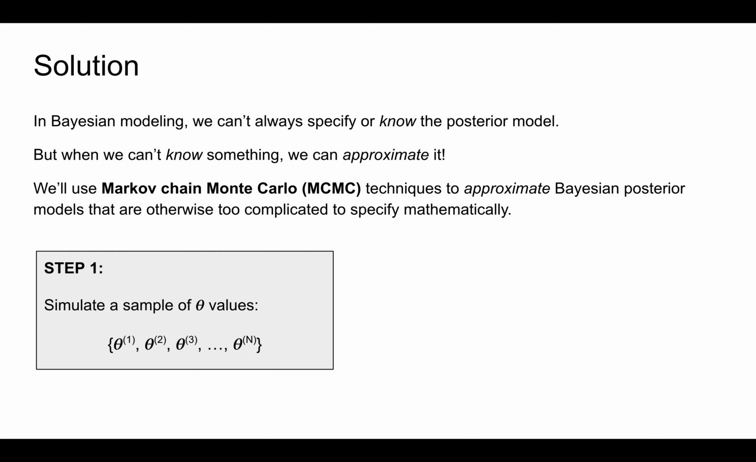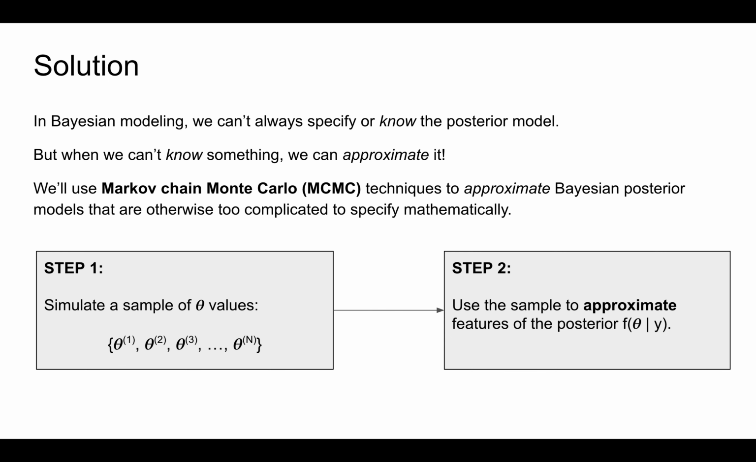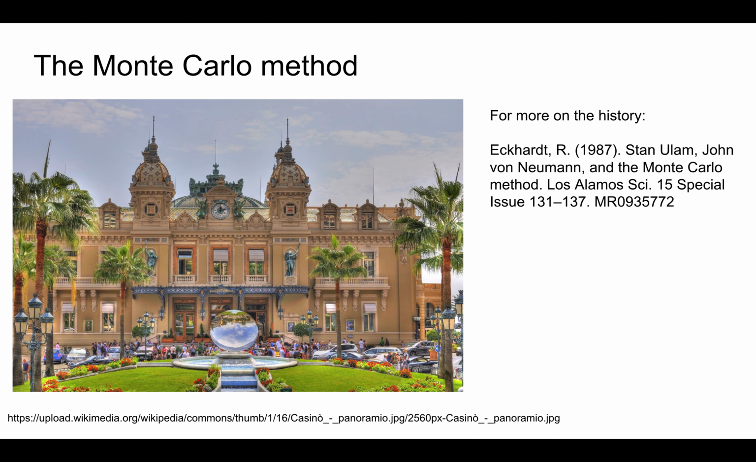The basic idea is this. We first simulate a sample of theta values, or set of theta values, theta 1, theta 2, on up to theta N, where big N is our MCMC sample size, or chain length. We then use this sample to approximate features of the posterior PDF, f of theta given y. It turns out that this step 2 will be straightforward. The bigger challenge is in step 1, actually simulating the sample of theta values. There are various approaches to this task. We'll start with the Monte Carlo approach, which is a special case of Markov chain Monte Carlo.